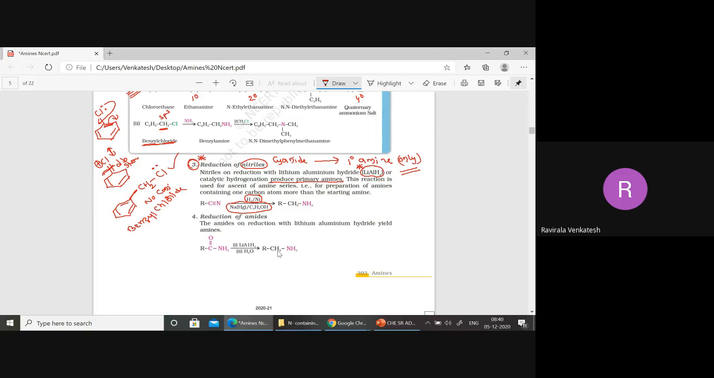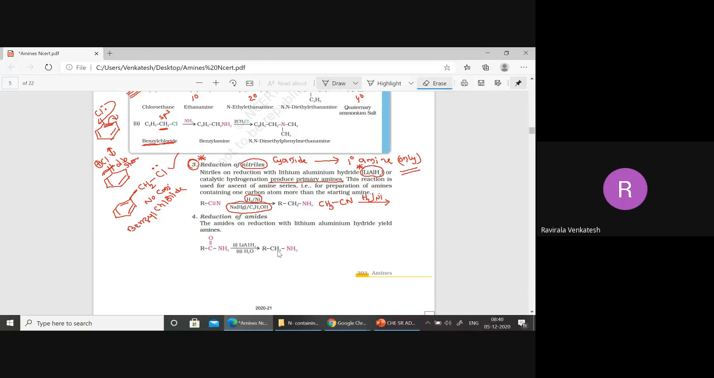So these are the three reagents we are using to convert nitriles into primary amine. Now how to remember this? Very simple. I'm writing one example here: CH3CN. Now this one I'm doing with hydrogen in presence of nickel. You can take any reagent. I'm taking here hydrogen in presence of nickel.